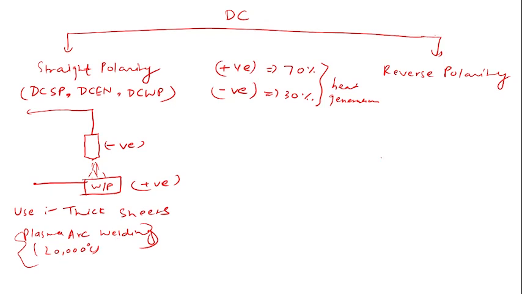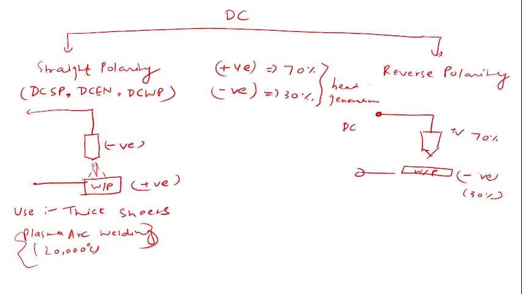Now move on to reverse polarity. Whatever happens in the straight polarity, reverse will be opposite. So this is your DC supply. Now your electrode will be positive and your workpiece will be negative. So 70% of the heat generation will happen at the electrode and 30% of the heat generation will be at the workpiece.